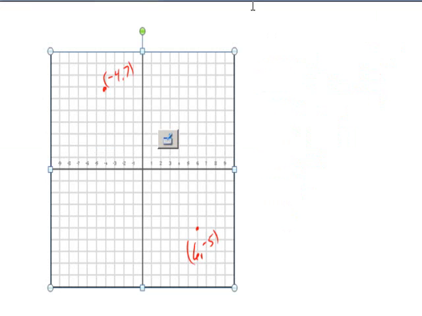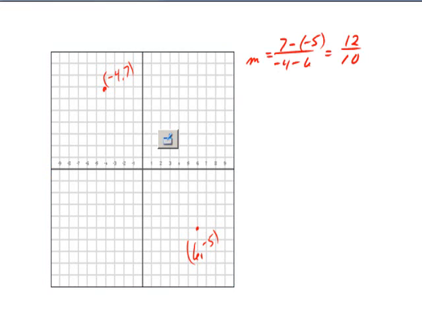I'll use the formulas for this. In determining the slope, I'll subtract the y, 7 minus negative 5 over negative 4 minus 6, 12 over negative 10, to get negative 6/5. So we're going down 12 and over 10, down being negative, over 10 being positive, the quotient being negative 6/5.